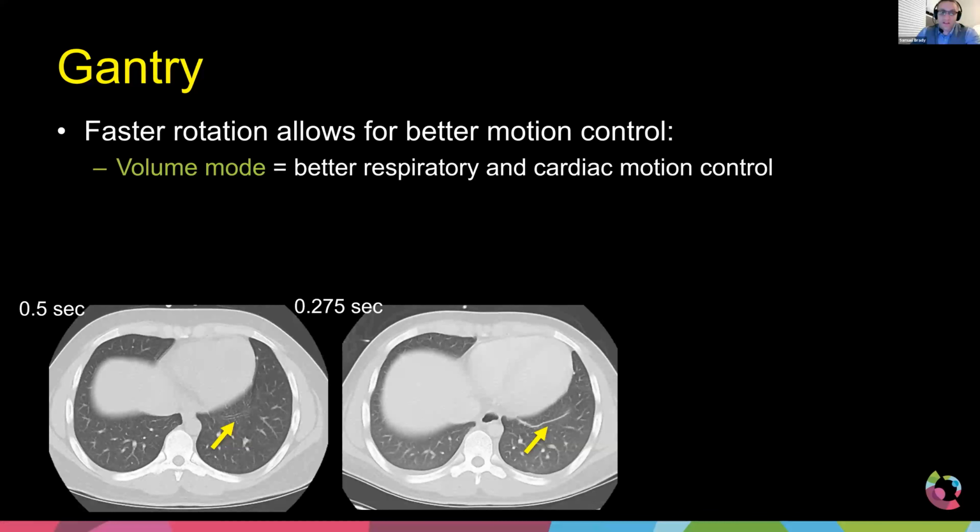That's pretty darn fast. And we talked about in head how we want to go as fast as we can. It is the same thing for the body. So here, it's probably even more critical in the body.